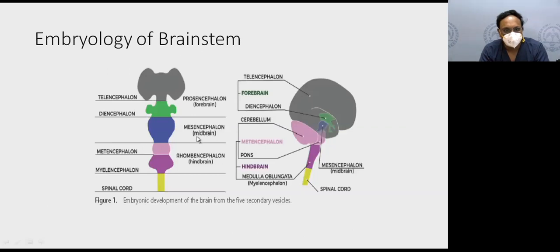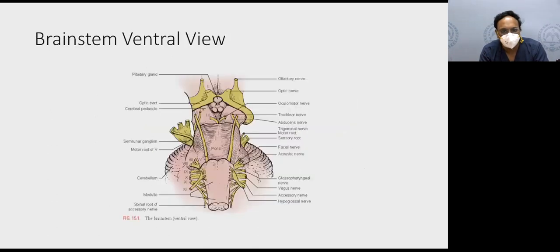So, coming to the embryology of the brainstem, you all know the telencephalon, diencephalon, mesencephalon, and metencephalon, and from the metencephalon the pons, and the medulla oblongata from the myelencephalon, they are developed. So this is a brainstem ventral view where you can see where all the nerves are arising from.